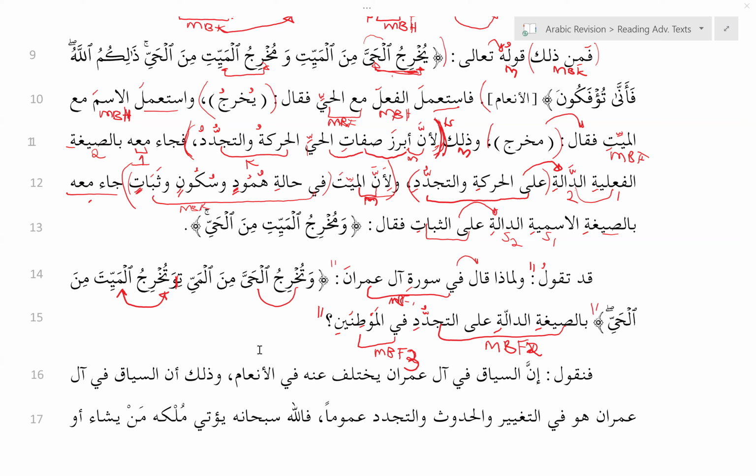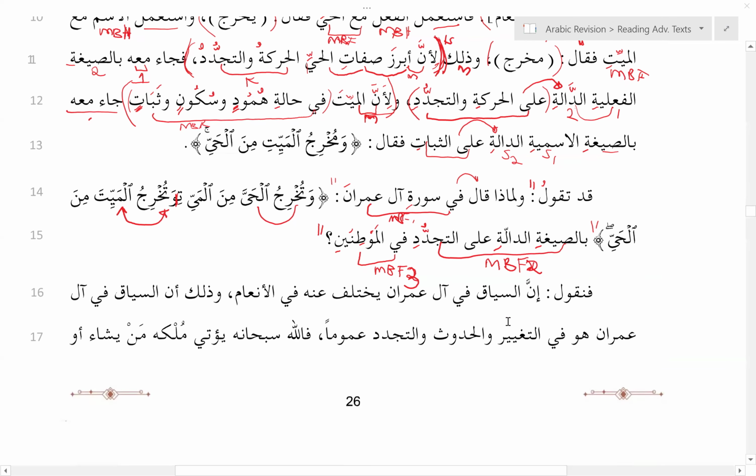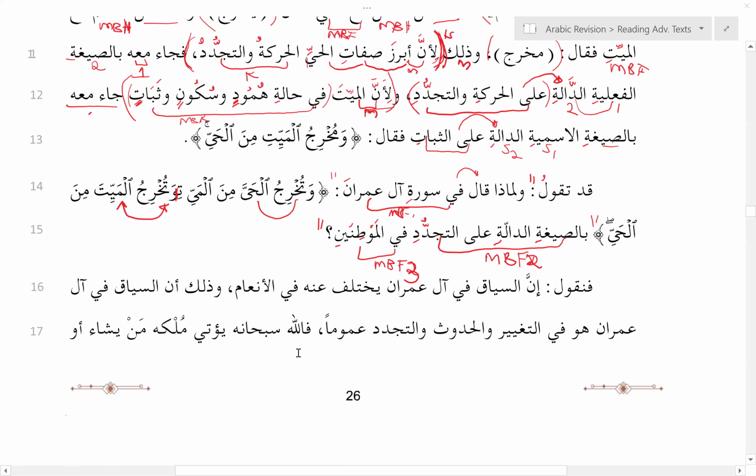I'm leaving you with a cliffhanger, until tomorrow inshallah, where we'll figure out why this is the case. Why does he use a verb both for the dead and for the living? Tomorrow we shall uncover what Dr. Fadil thinks.